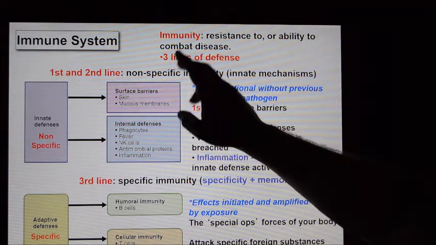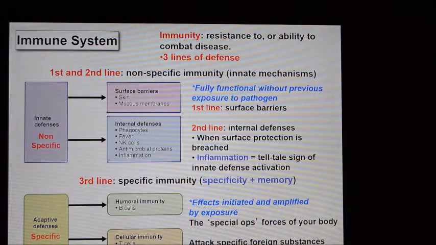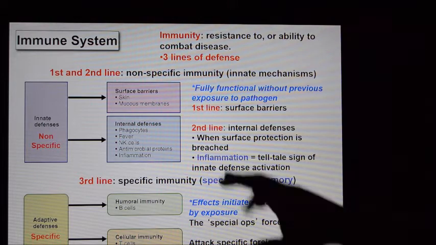Your surface barriers, your skin, is a wonderful means of keeping yourself from being sick. It is a wonderful tool of the immune system. Your skin keeps all kinds of bad stuff out. Don't believe me? Get a cut. The likelihood of getting an infection is vastly increased when your skin, when your surface barrier, is damaged. So those are non-specific.